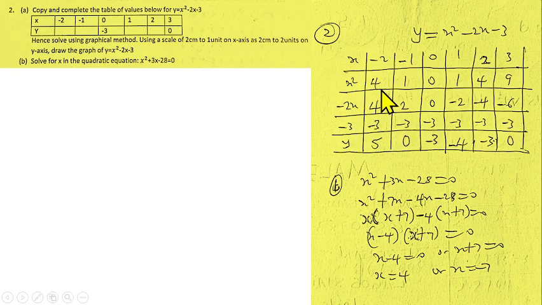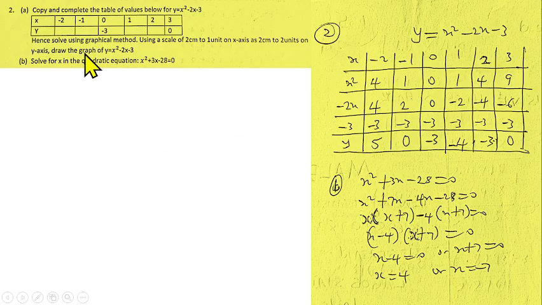Then you can now sum this plus this plus this. 4 plus 4 is 8, minus 3 gives us 5. 1 plus 2 is 3, plus minus 3, that gives us 0. 0 plus 0 is 0, minus 3 is minus 3. 1 minus 2 is minus 1, minus 3 is minus 4. 4 minus 4 is 0, minus 3 gives us minus 3. 9 minus 6 is 3, minus 3 again gives us 0. So this is the table we have to complete.